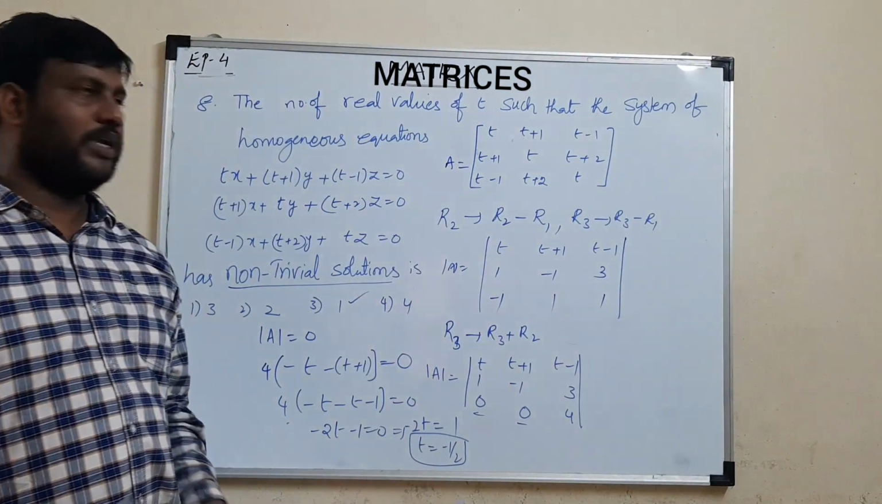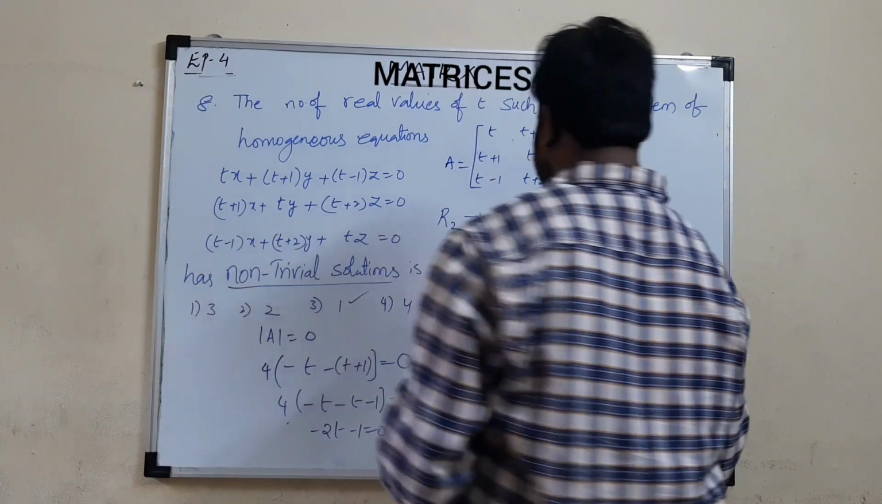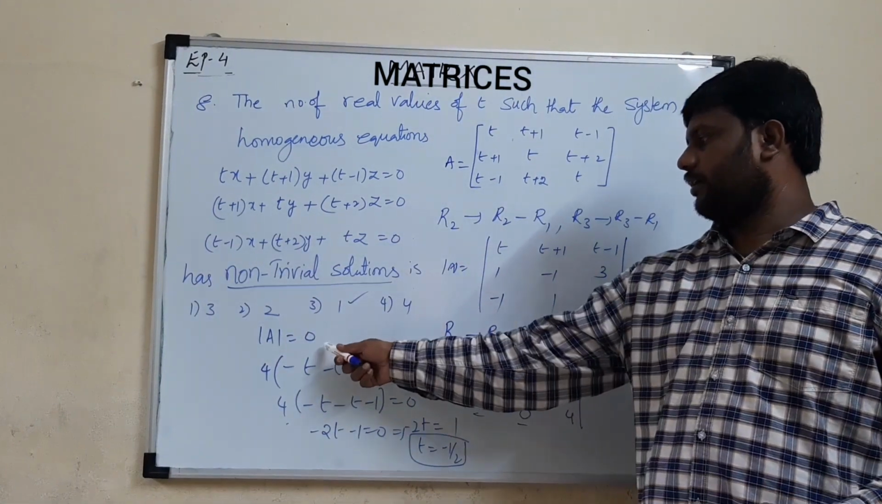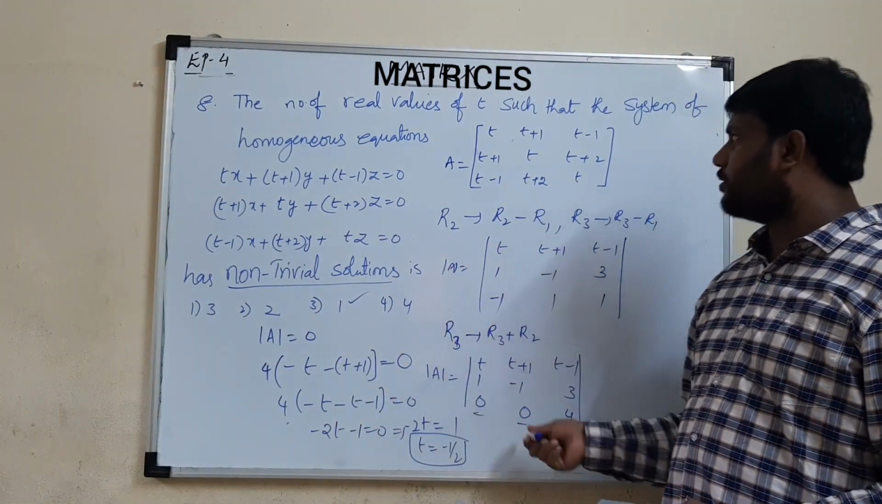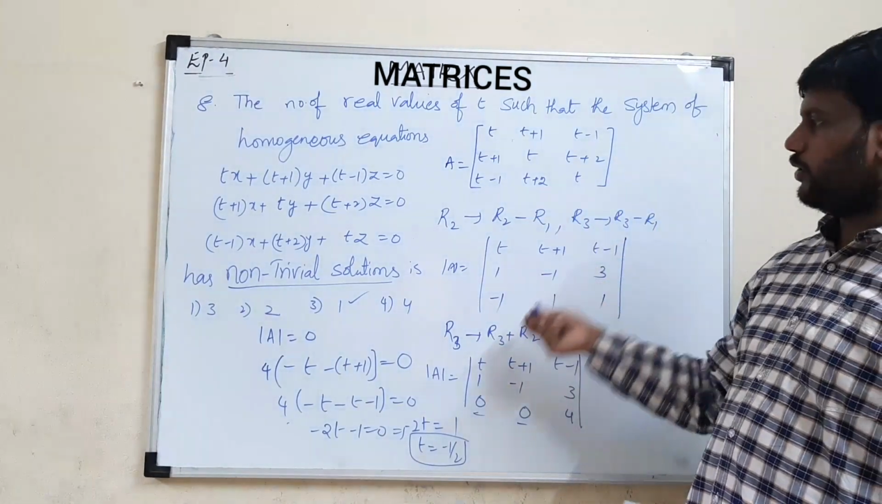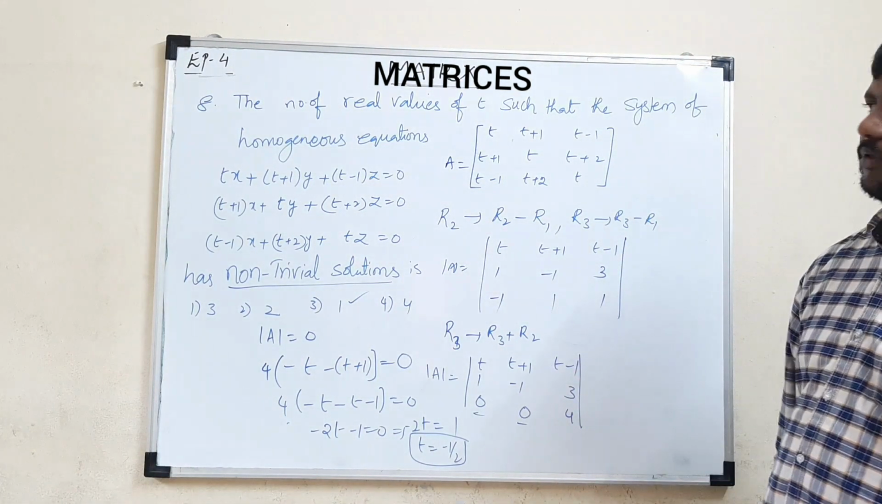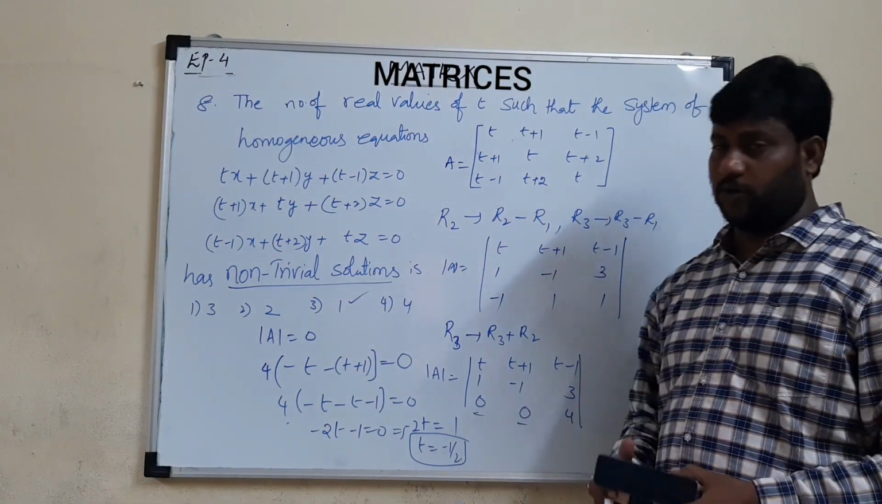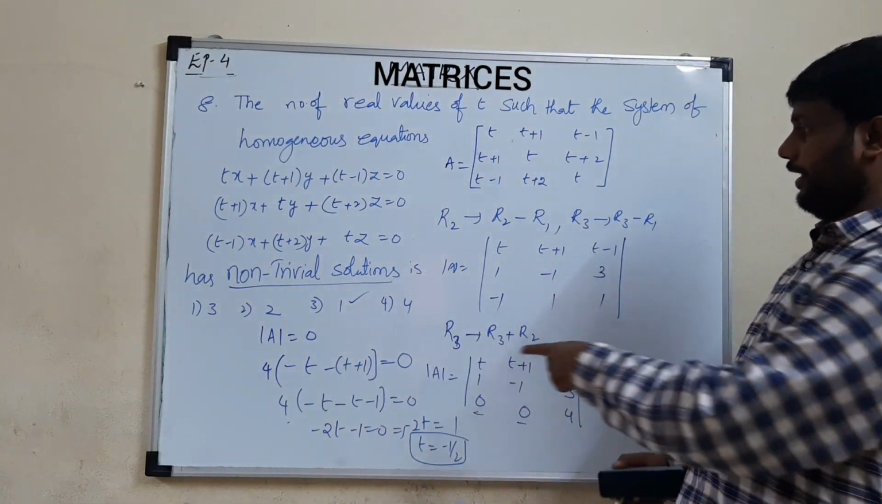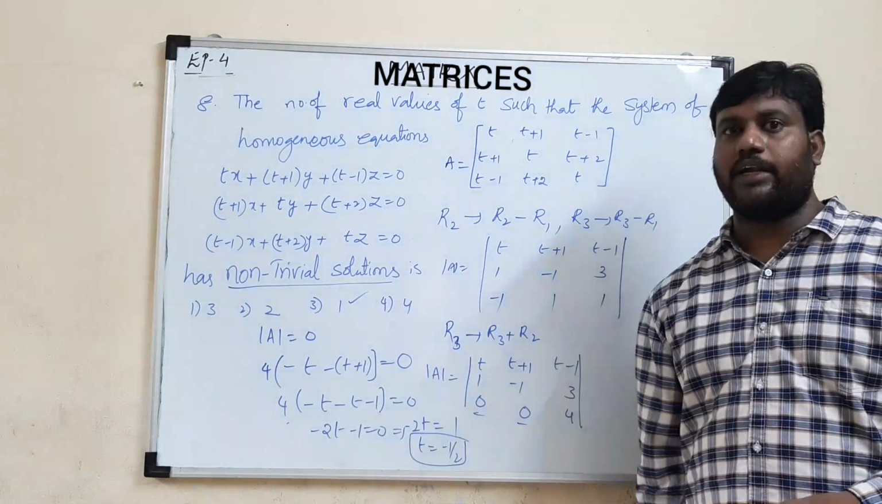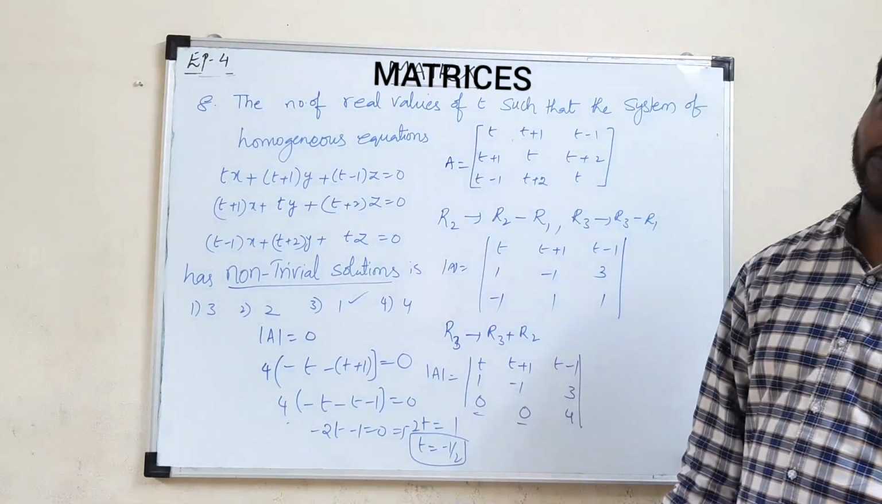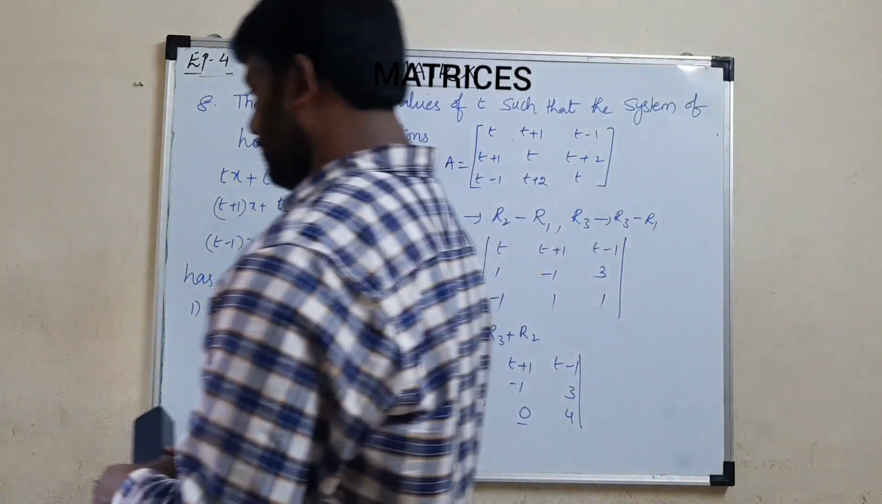Okay students, whenever it is non-trivial, you have to take the coefficient matrix determinant equal to 0. Here you can do the simplification directly also, but more simplification will take less time. If it is non-trivial, the determinant is equal to 0. If it is trivial, the determinant is not equal to 0.